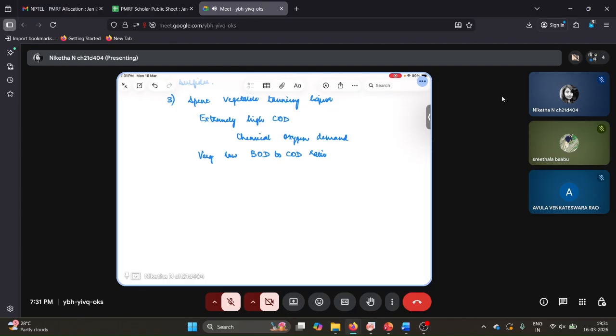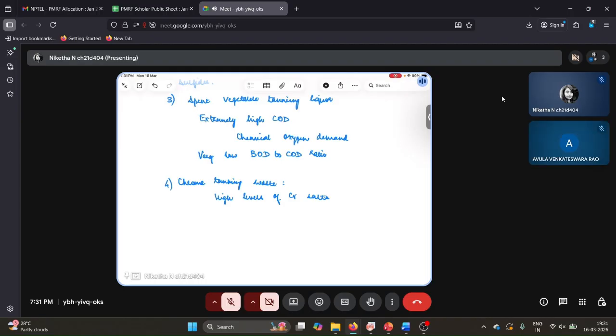Okay, coming to chrome tanning waste. As the name suggests, it's the wastewater that we get after the chrome tanning process. So this wastewater contains high levels of chromium salts. And also it must be segregated from other types of wastewater.